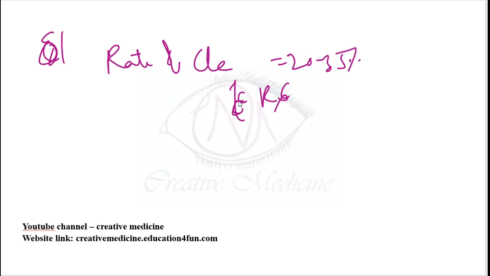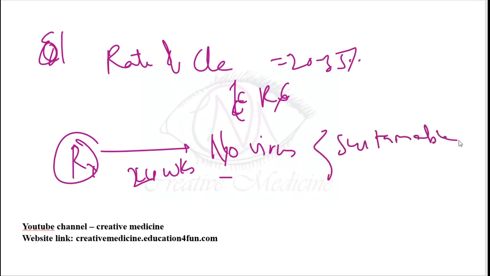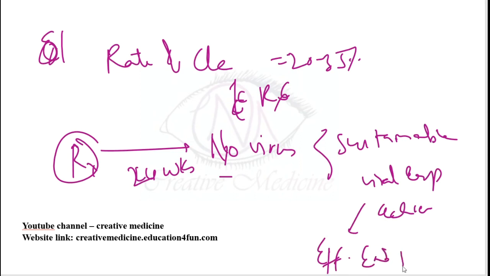Absence of viral detection even 24 weeks after therapy causes sustainable viral response achievement, and that means the efficacy endpoint. That means you have started him on therapy and you have waited for 24 weeks, and within these 24 weeks no virus is seen. This is called sustainable viral response achievement, and this is called the efficacy endpoint.